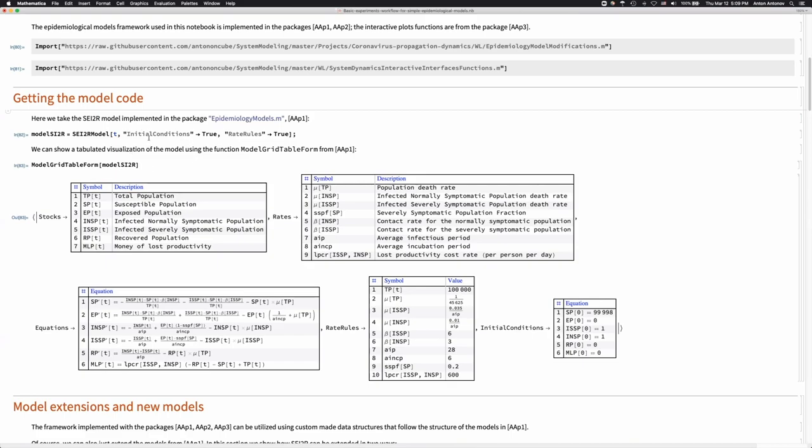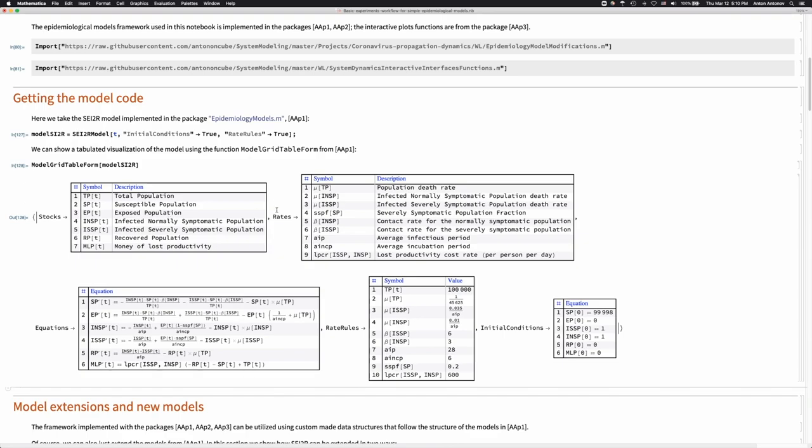So what you see here is a call in which I'm actually calling a model called SI2R. The reason is SI2 is because I have two infected populations. One is normally symptomatic, the other one is severely symptomatic. Again, we're targeting the coronavirus propagation, the COVID-19 disease. So we do have these two populations, and they're treated differently. You might be hospitalizing the severely symptomatic people. You would not be hospitalizing the normally symptomatic. The question is, what is the ratio between them?